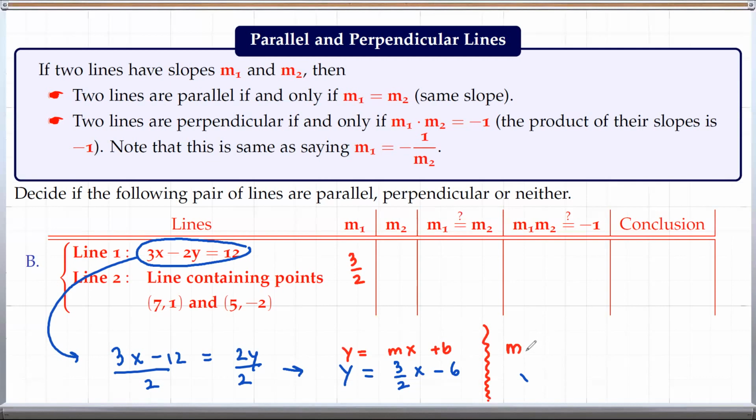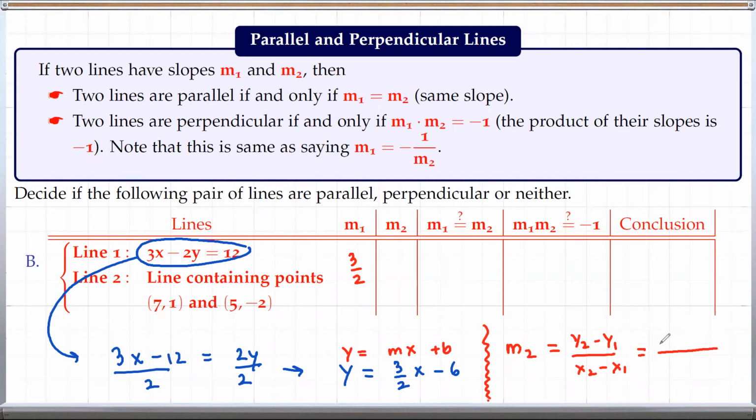So m2. Now here we are not given the equation of the line, but we are given 2 points on the line. So we can use the formula for slope right away, which is y2 minus y1 divided by x2 minus x1. We can consider the first pair to be x1, y1, and the second pair to be x2, y2.